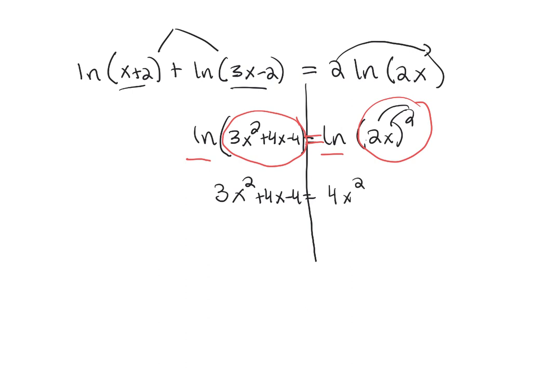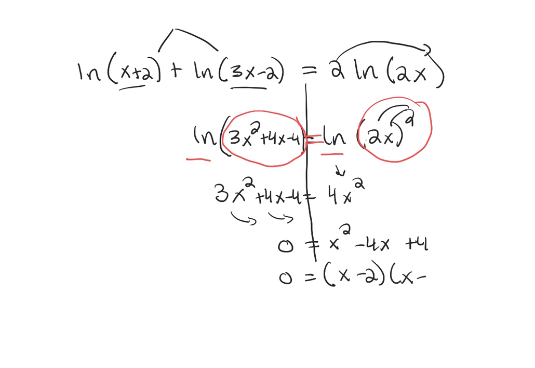So to have a quadratic, let's set it equal to 0 and see if we can factor it. So I'm actually going to bring all of these terms over so that my leading term will be positive. So 0 equals x squared minus 4x plus 4. So to factor it, we'll have x minus 2 times x minus 2. So therefore, x equals 2.